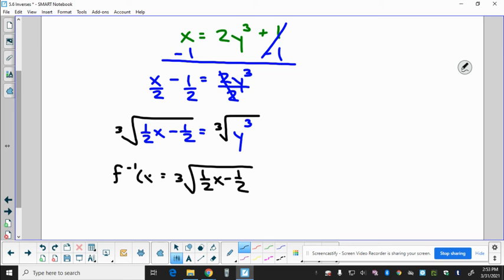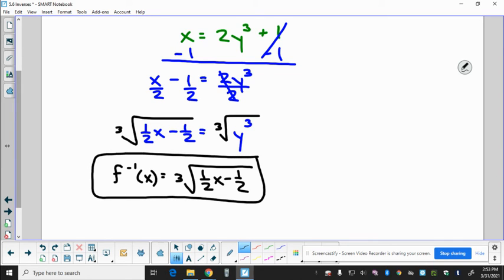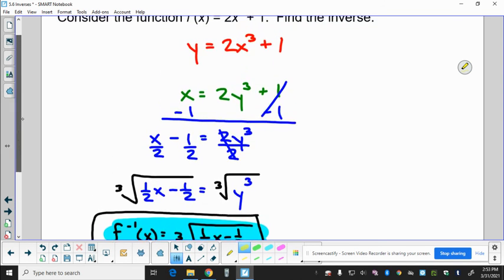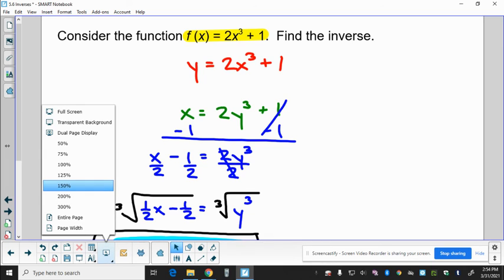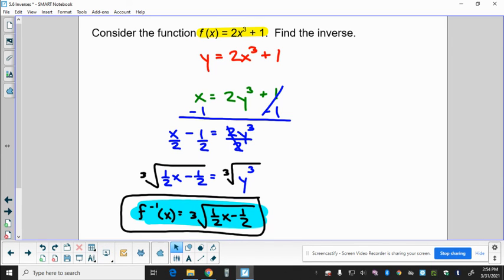And to save time, I don't think I'm going to graph it, but if you did, you would be able to prove that this inverse is the mirror reflection of our original equation right up there. So let's shrink this down a little bit more so we can see this. There we go. And then if you graphed it, you'd see it's the mirror reflection across the line y equals x.